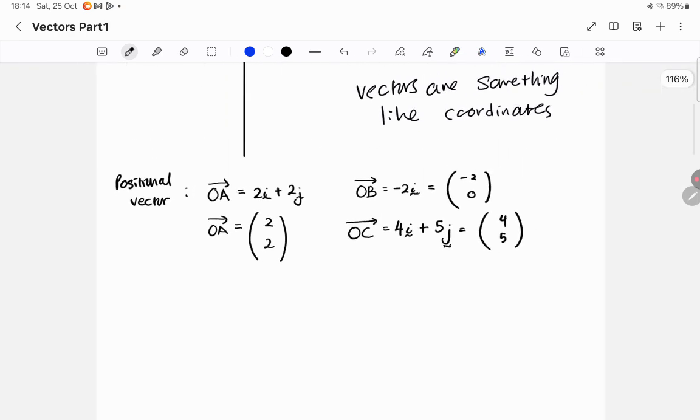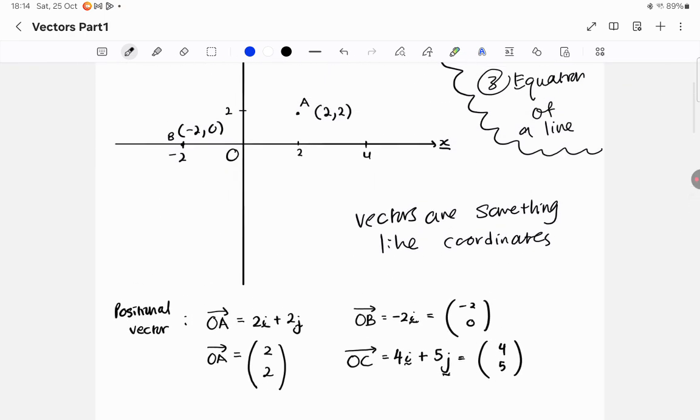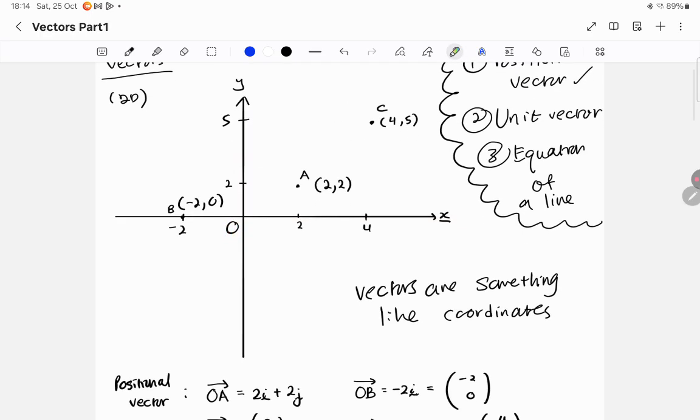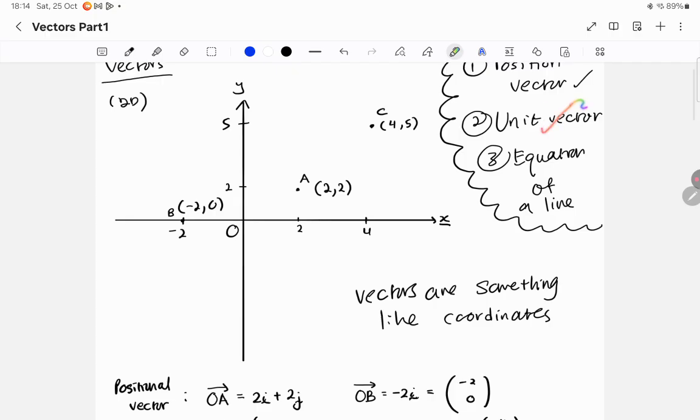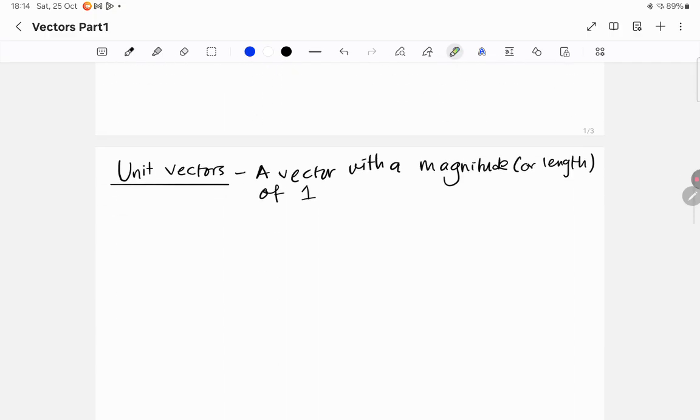So just to summarize, positional vectors are the vectors of a point from the origin. Okay? Alright, so the second thing we're going to talk about today is unit vectors. So what are unit vectors? Unit vectors are vectors with a magnitude or length of 1. So this is essentially saying that it's a vector with a magnitude of 1.